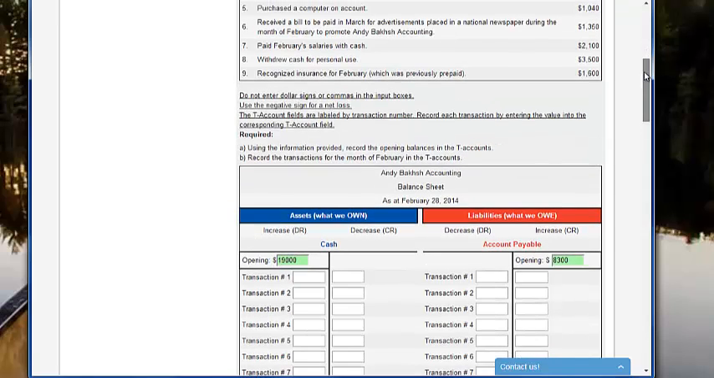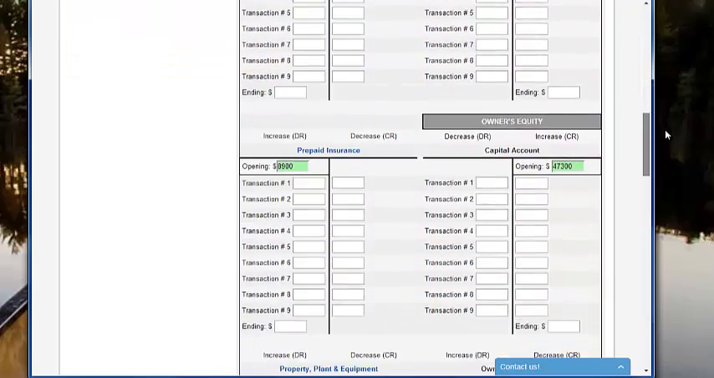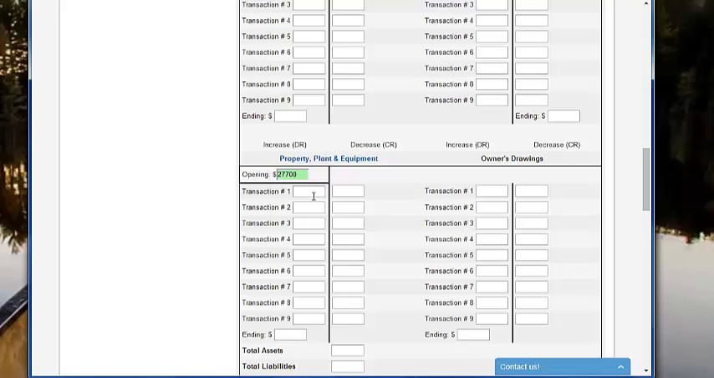Okay, now, so those are our beginning balances. Now, during the month of February, the company completed the following transactions, and in Part B, we need to record the transactions for the month of February in the T accounts. So our first transaction, we purchased office equipment on account. First of all, we are increasing an asset, property, plant, and equipment. An increase to an asset is a debit. So we'll go down here to property, plant, and equipment. For transaction number 1, we have a debit or an increase of $700.